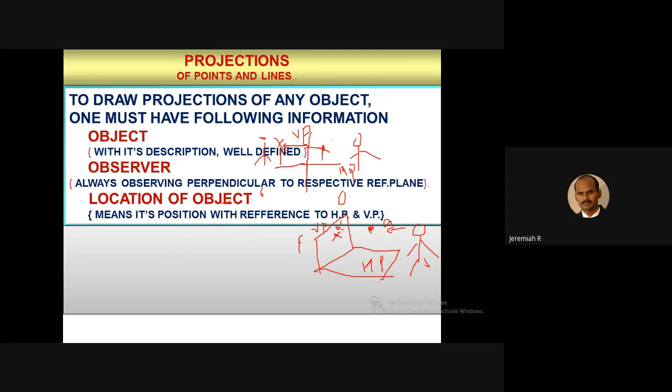When you just see from the front, what you get? So that is front view. A point in the front view also will get a point alone. You have to mention A dash.